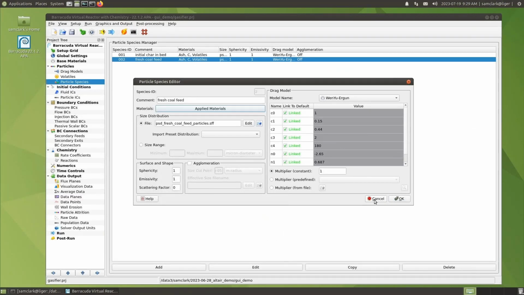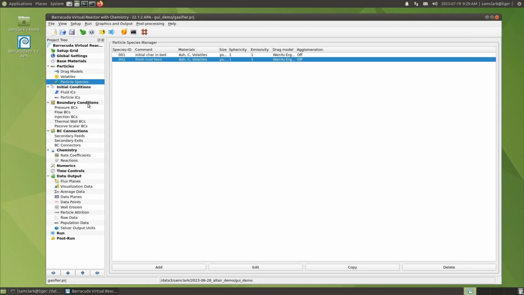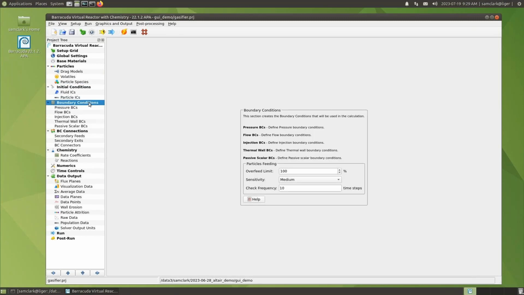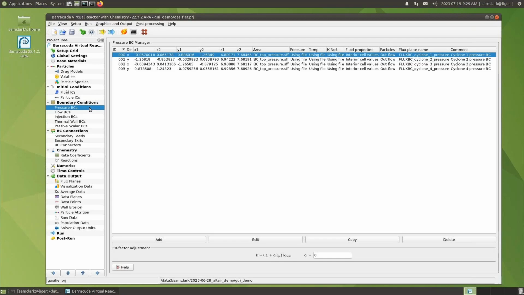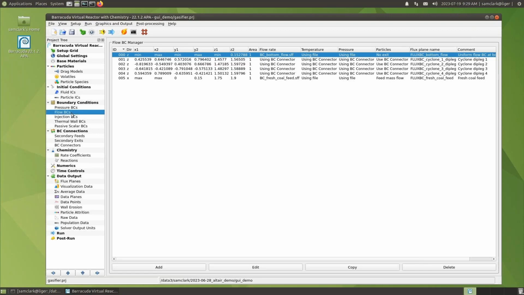Okay, the next thing I wanted to point out is boundary conditions. For people who are familiar with CFD, boundary conditions are an important part of any model, right? In Barracuda, we have a number of different types of boundary conditions that can be used. Pressure BCs, where you define a constant pressure or a time-varying pressure at a specific location. In this case, we're using it on our cyclone inlets. We have flow BCs. Typically, these are where you're defining an inflow of particles and fluid. It also has the capability to define an outflow if you have particles exiting a system at a specific location. That can be really useful.